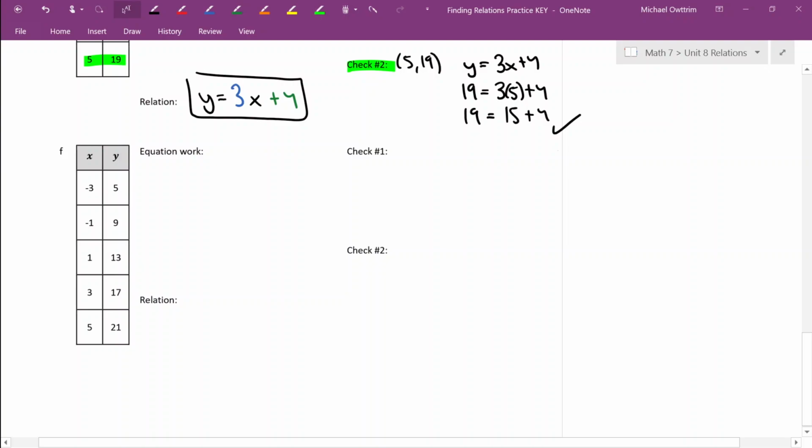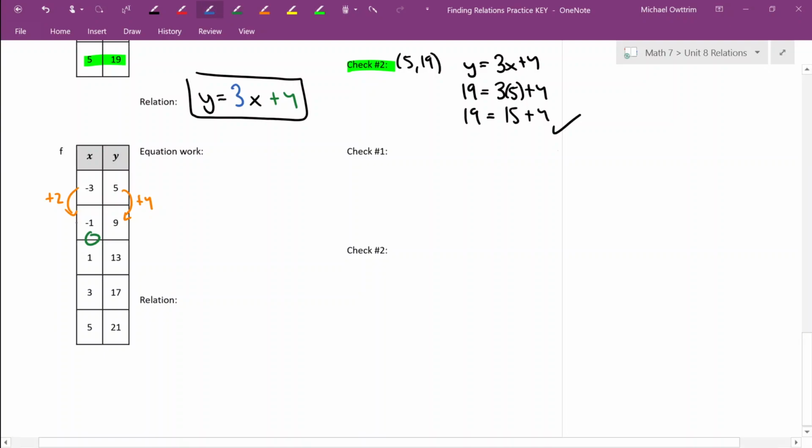Okay, finishing up, we have, again, a different change. So our change here is up by 2 when y is up by 4. And again, we're missing our 0 row. Now, where would 0 go? 0 would go halfway between -1 and +1.